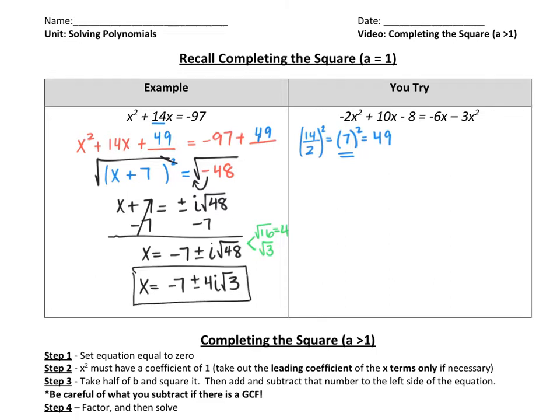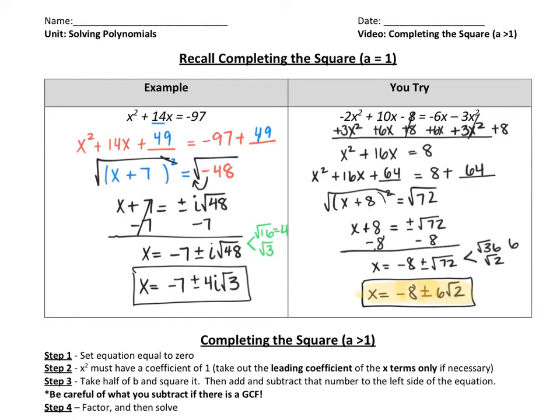All right, why don't you guys try number 2 on your own, and then hit resume when you're ready for the answer. All right, here's the work. If you need to pause the video, feel free to do so and take a look at the work. The first step's a little tricky as far as moving things over, but you want to make sure you have x's on one side, numbers on the other, half it and square it, add that to both sides, square root, solve, and simplify. So this should be your final answer.